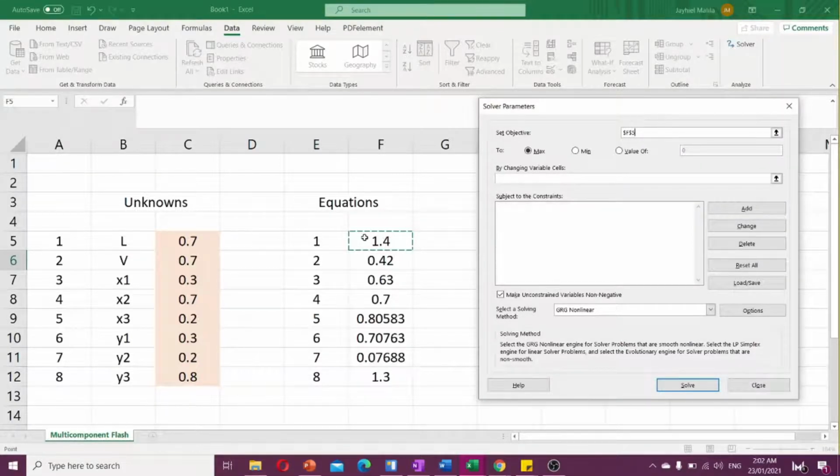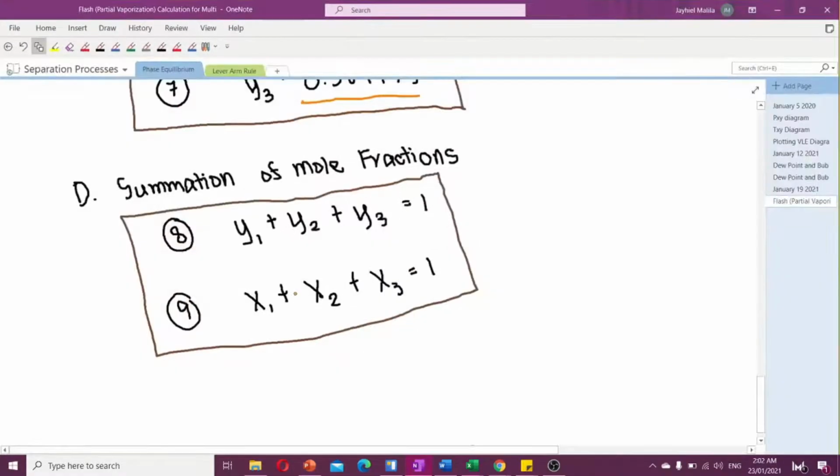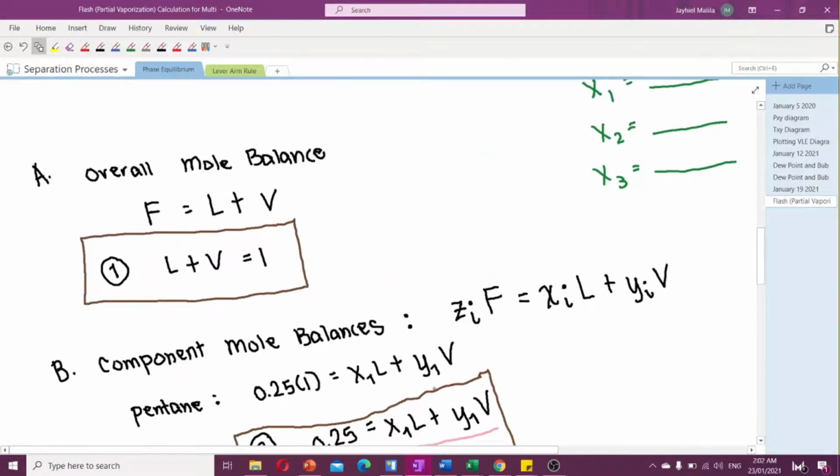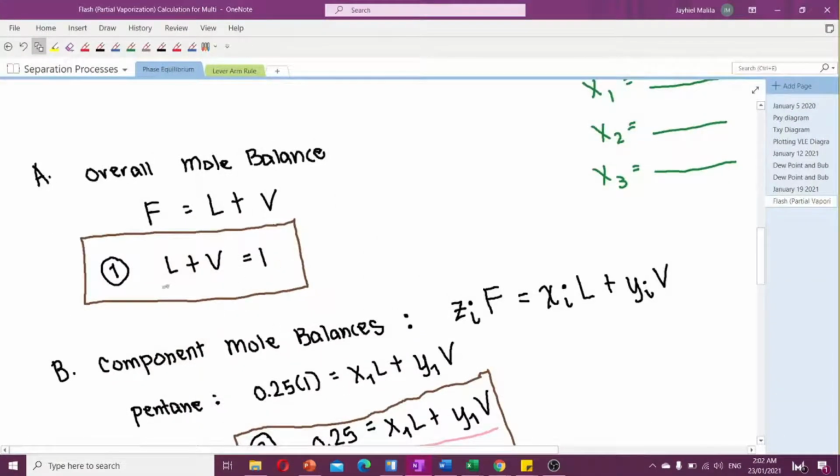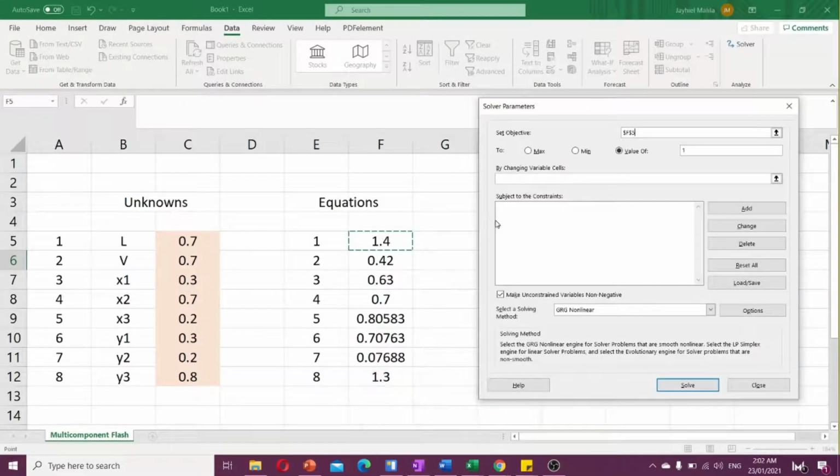And remember that our equation number one is L plus V equals 1. So I actually change the value of L plus V, make it something that is not equal to 1, to force our solver to look for the correct values. We are going to set the objective of equation number 1 to a value of 1, because that's our constraint here. That's the main goal. I just chose this one. You can choose other equations as your objective. It depends on you, but this is how I do it.